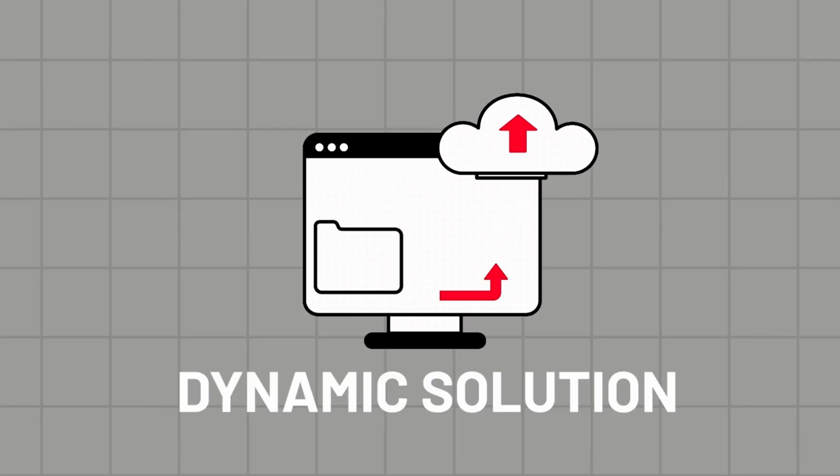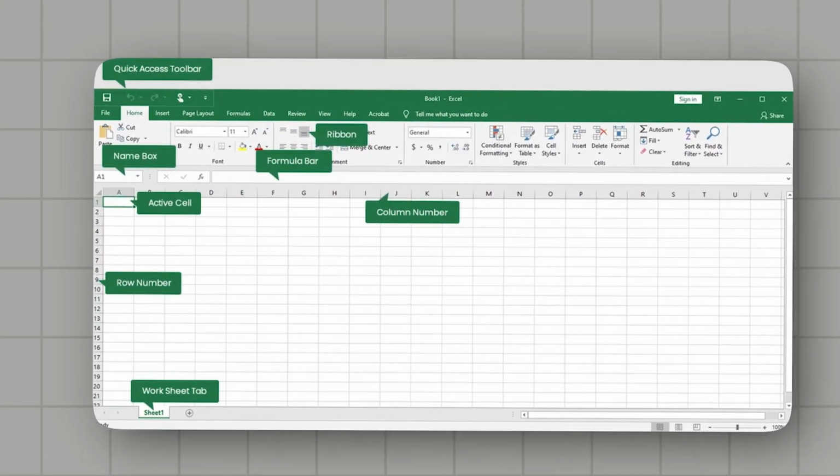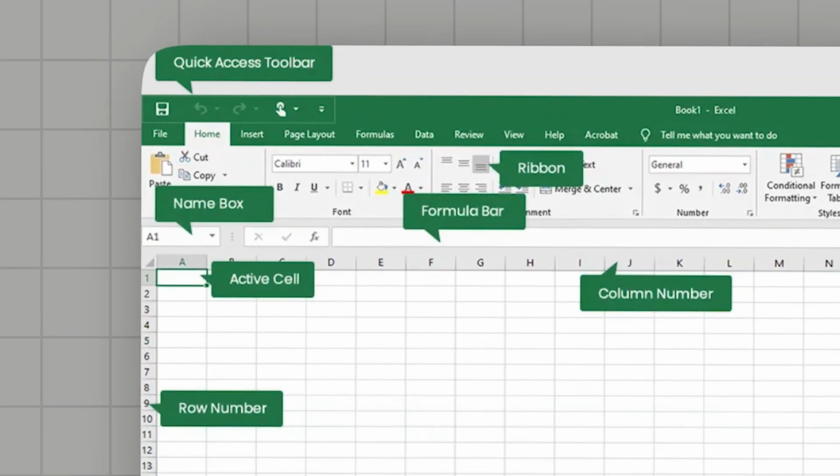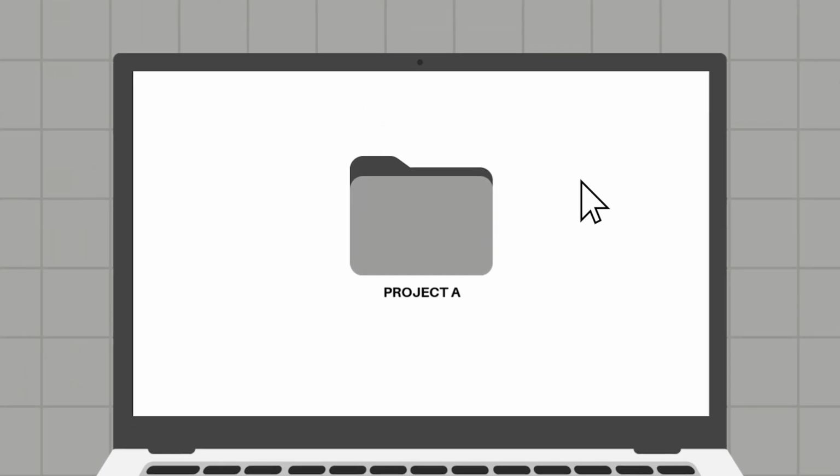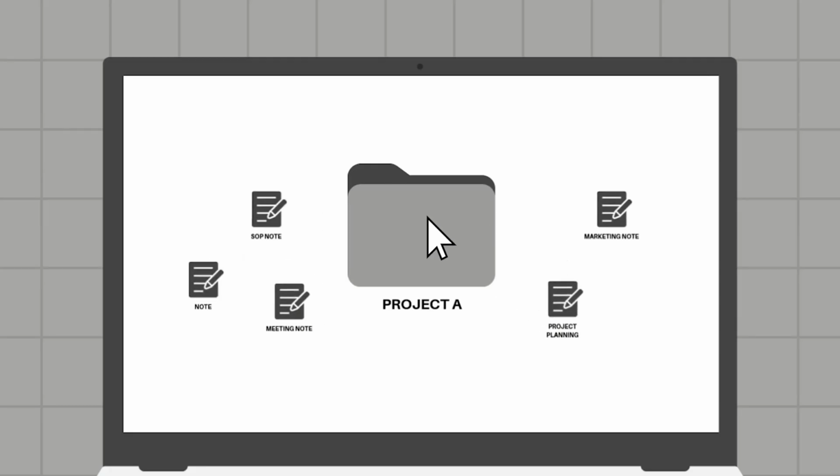Now let's talk about databases. If folders are the old way of thinking, databases represent a more dynamic solution. Think of a database like an Excel sheet where each row is a node. You can cross-reference nodes and projects. So when you're working on project A, all the related meeting notes are just one click away.